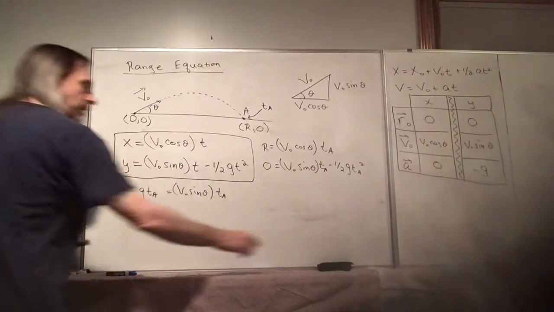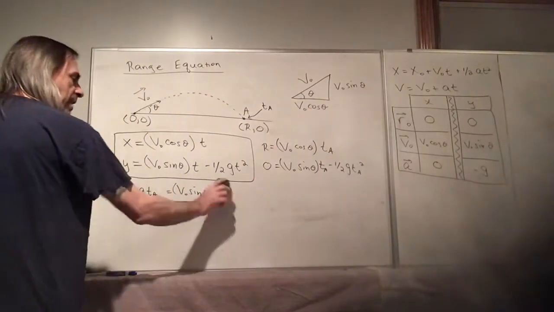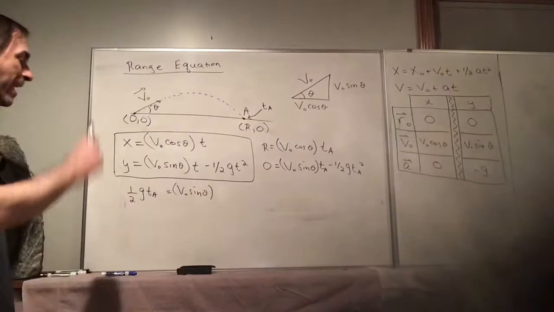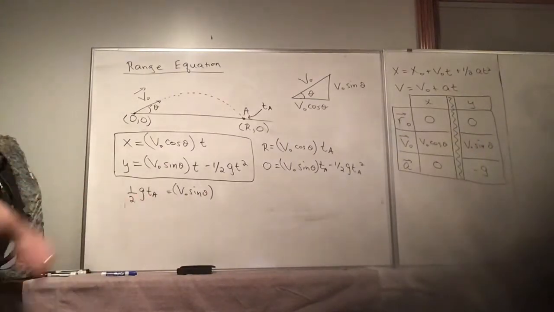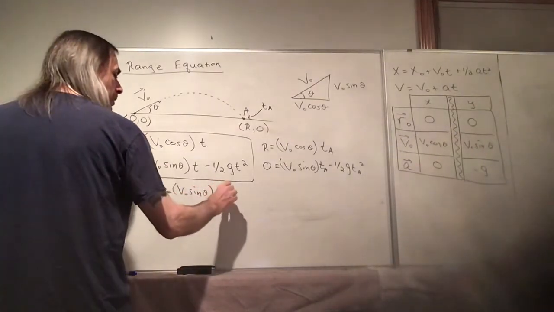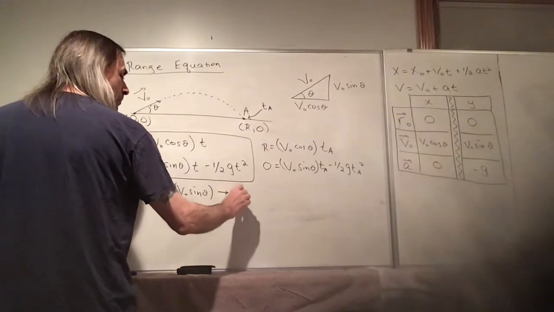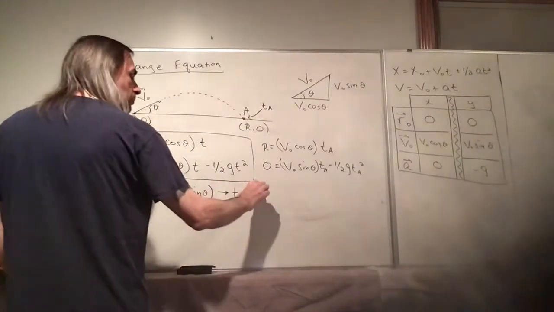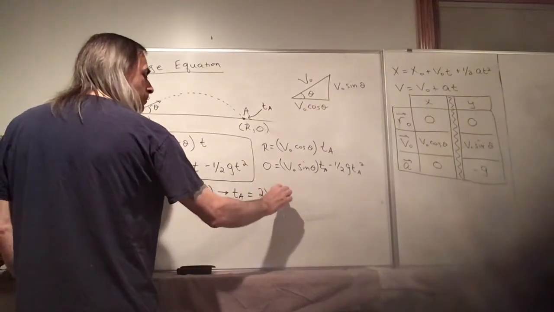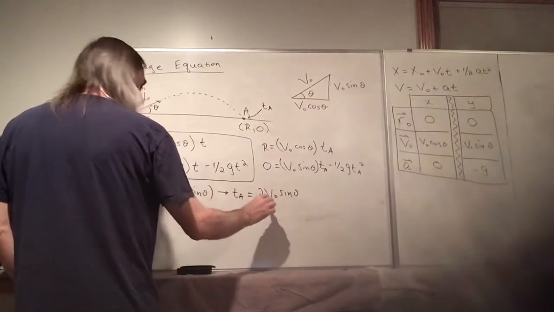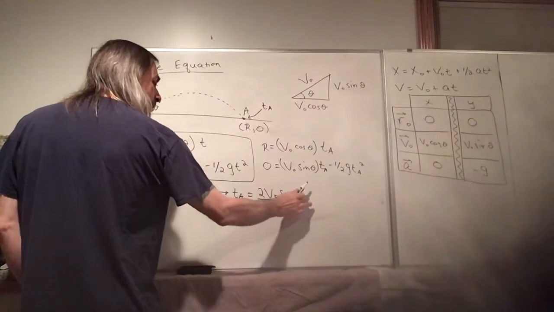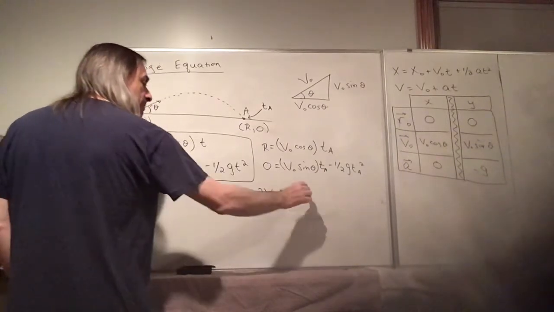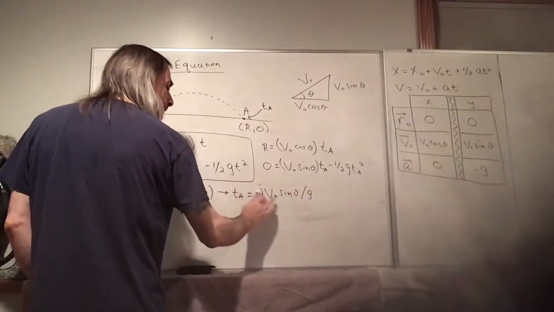I'm just going to do this, just to save a little room. We'll just erase one on each side. And so now we can solve for ta. So we have 2 v naught sine of theta divided by g.